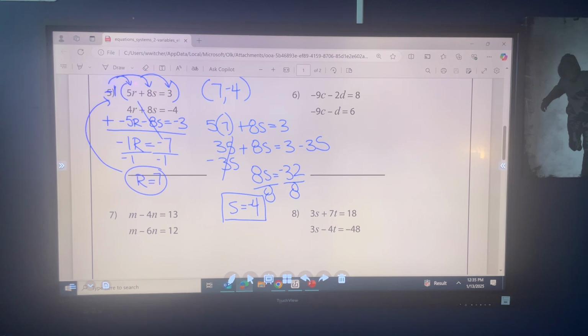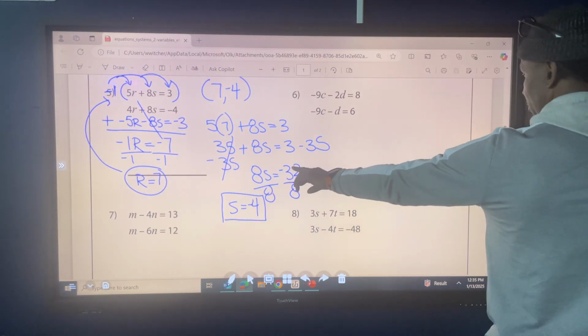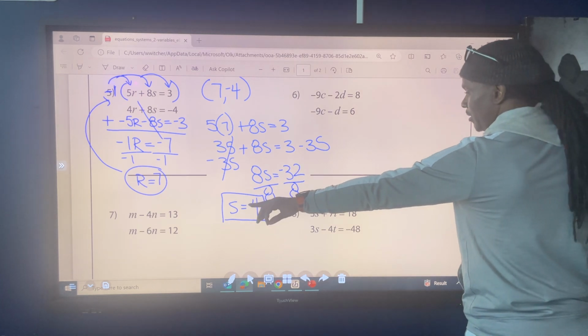Those are a little challenging when you got to multiply. Remember, you're going to have to take one of the equations and distribute. We're going to have to do that. Is that a negative or is it a 4? That's a -4. -32 divided by 8 is -4.